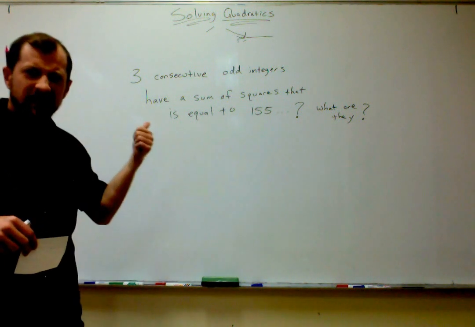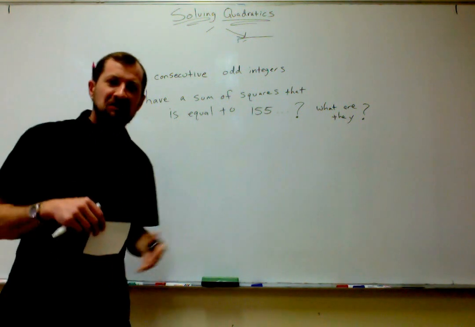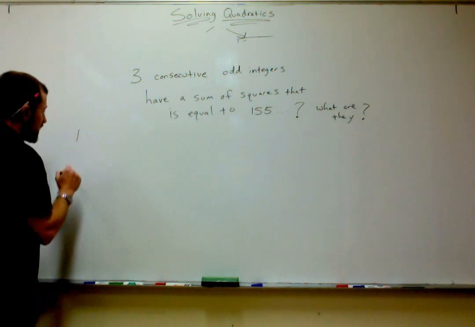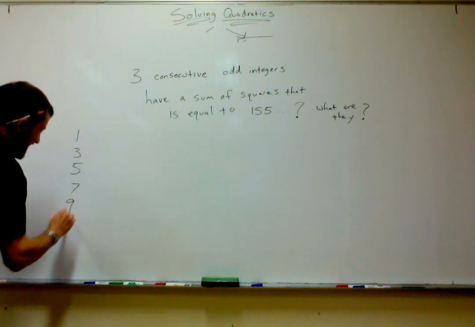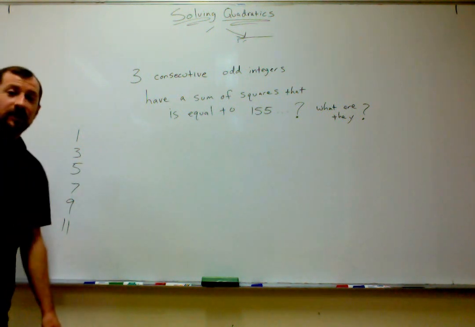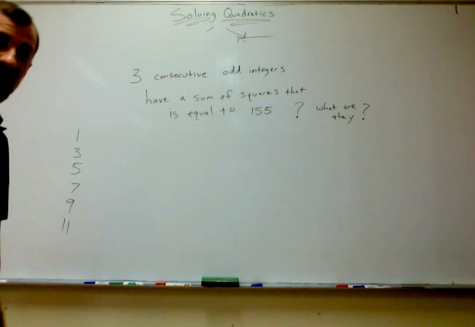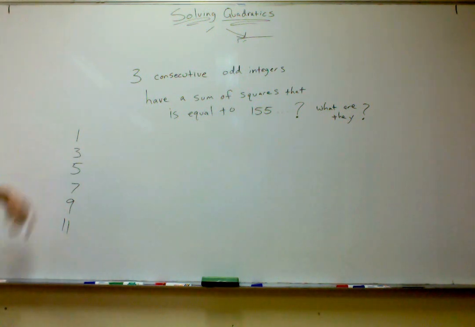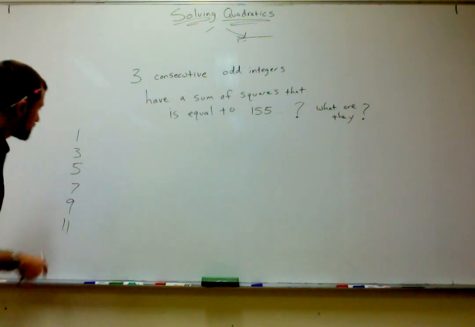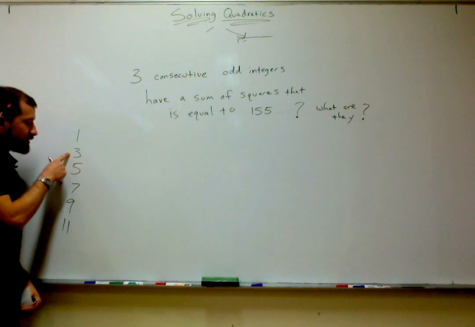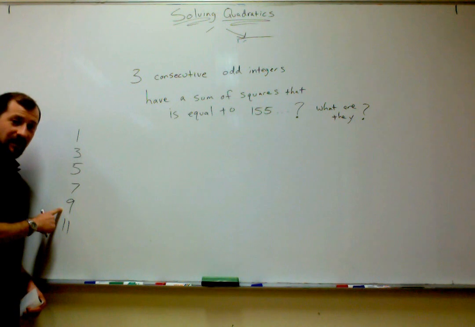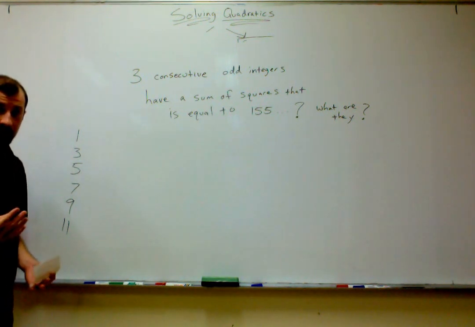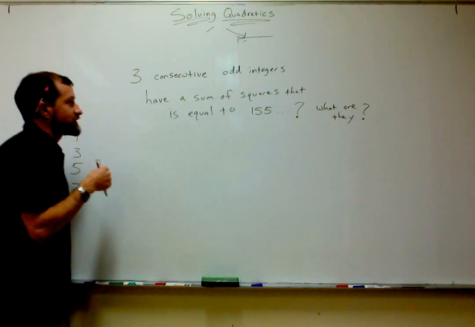They're talking about consecutive odd integers, so let's just make a list of our odd integers: 1, 3, 5, 7, 9, 11. Okay, so 3 consecutive odd integers that are next to each other. Notice how these are all separated by 2. 1 plus 2 is 3. 3 plus 2 is 5. 5 plus 2 is 7. 7 plus 2 is 9. So we can use this property for consecutive odd integers.